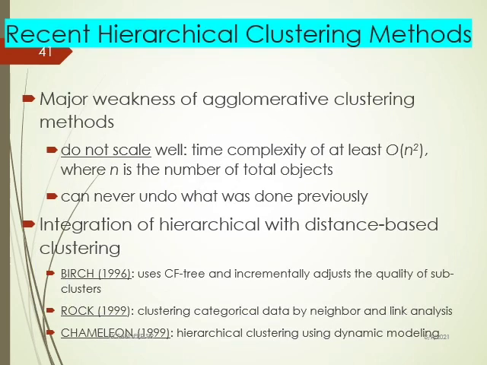There are different recent hierarchical clustering methods. One of the major weaknesses of agglomerative clustering is that it does not scale well. Time complexity can be an issue, and it can never undo what was done previously. So there can be integration of hierarchical clustering with other distance-based clustering methods like BIRCH, which also uses the CF tree and incrementally adjusts the quality of clusters. ROCK was also studied, which is clustering categorical data with neighbor and link analysis. Chameleon also studied hierarchical clustering using dynamic modeling.